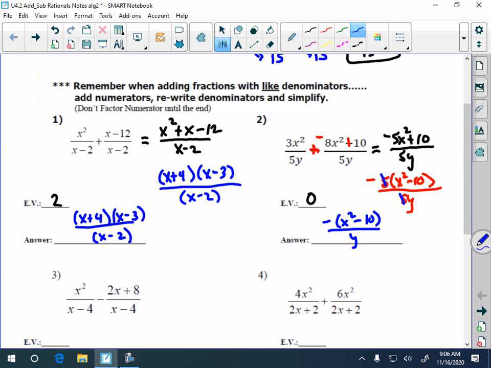Now, if you didn't factor the negative out with the negative 5 at the beginning, and you just pulled out a positive 5, then on the inside of the parentheses, it would be negative x squared plus 10. That's what would be left over. So either answer is fine.